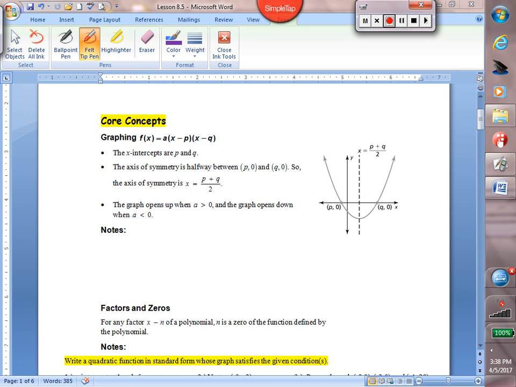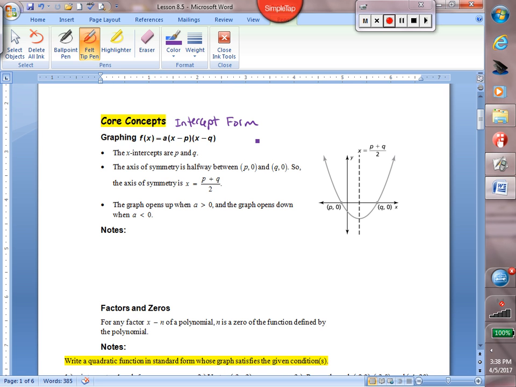Please open to page 267 in your student journal. We are going to continue graphing quadratic equations with our third and final form, and this is known as intercept form.